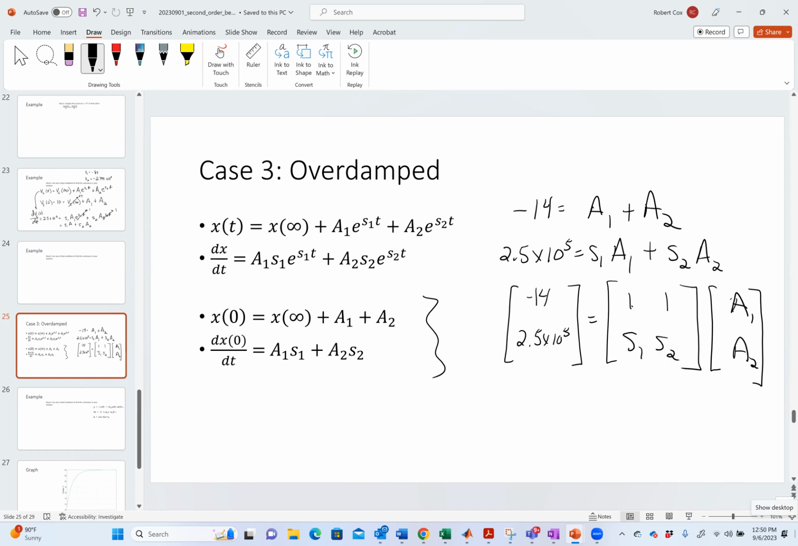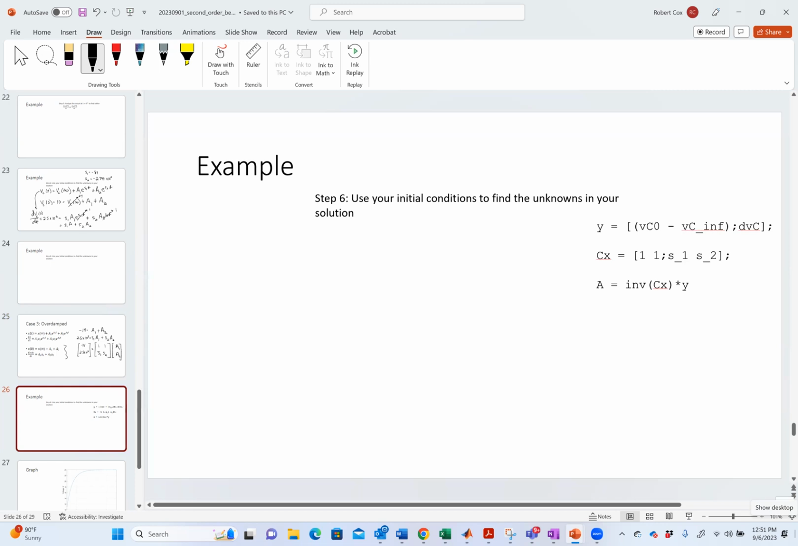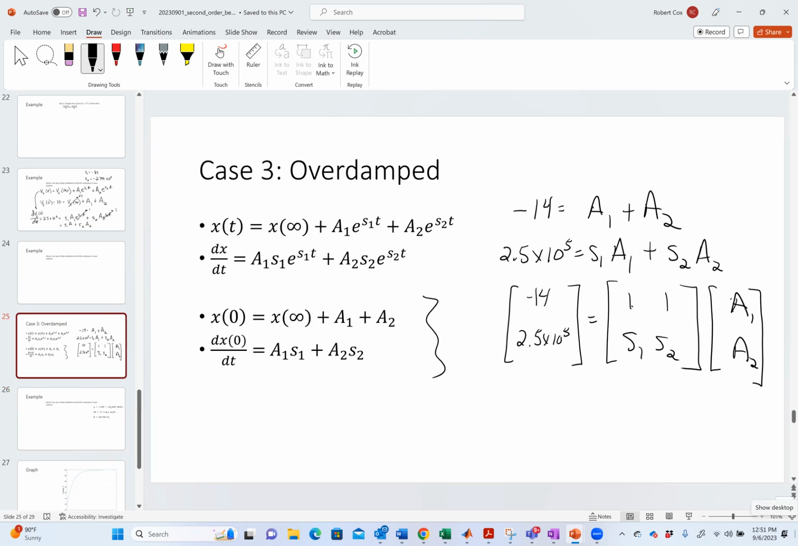Now the way I enter that in my code is like this, and I've got my code in the last slide. Basically what I do is I put in here. If you look at what I had here, I called this right here Y.